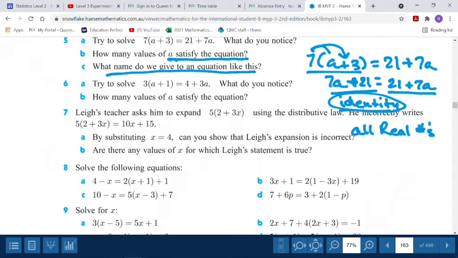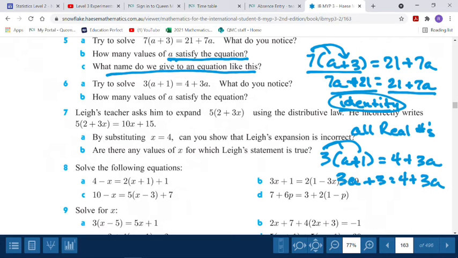All right. Let's look at this next one. Try to solve 3 times (a plus 1) equals 4 plus 3a. Again, we know it's an equation because of the equal symbol. What do I look for first? Brackets. Do I have any? Yep. So I take 3 times a, which is 3a. 3 times positive 1 is positive 3, equals 4 plus 3a.